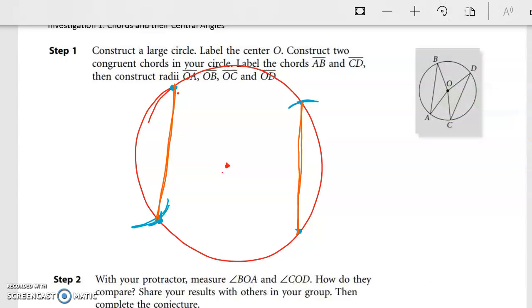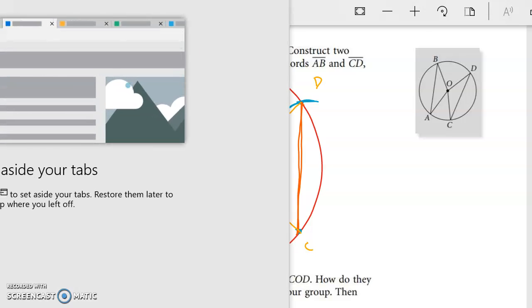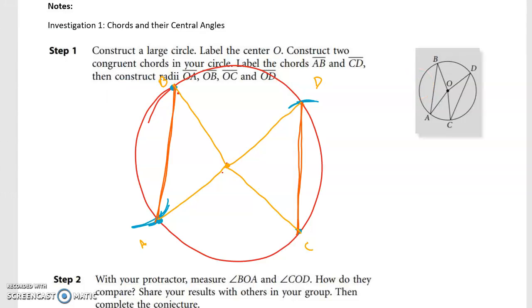Now what we want to do is label the one chord AB and the other chord CD. And this, remember, is our center. So we're going to construct radii to the endpoints of each of our chords. I want you to take your protractor and measure angle BOA and measure angle COD.